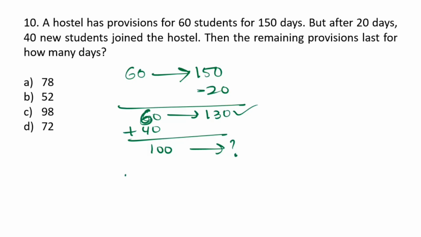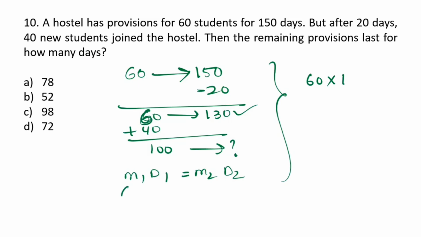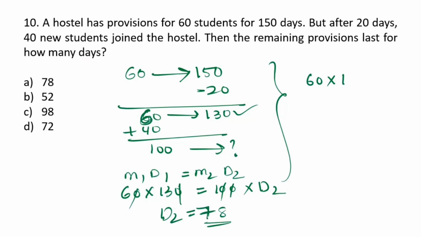So just do it. These are students, like M1 D1 is equal to M2 D2. So what is 60 into D1? 130. Here only I'll write. So 60 into 130 is equal to 100 into D2, which I don't know. So this 0 and 0 cancel. Here 0, 0 cancel. Only 13 into 6 will be there. 13 into 6 is 78. So it will last 78 days. Okay, so the correct option is A.